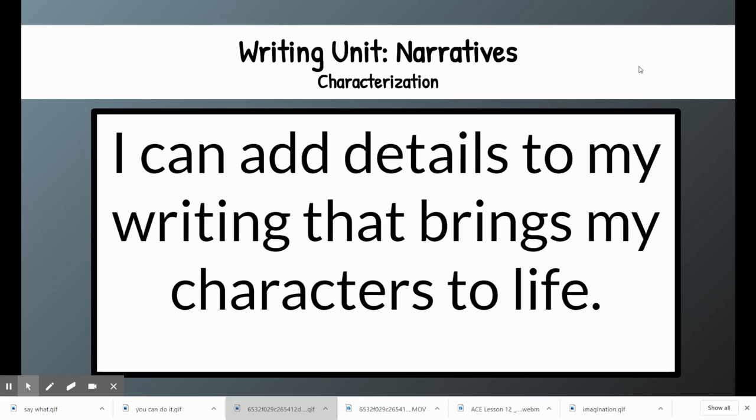Then add some more detail to your characters. Give them some more emotion. Add some depth to them. This will help your writing be more fluent. This will help your writing be more engaging to your reader.